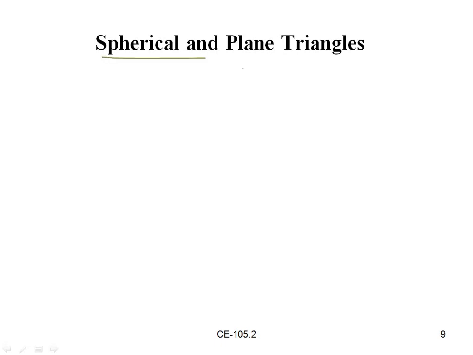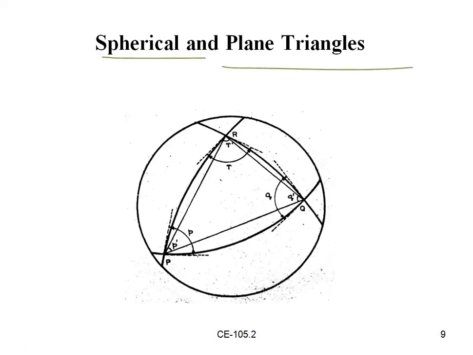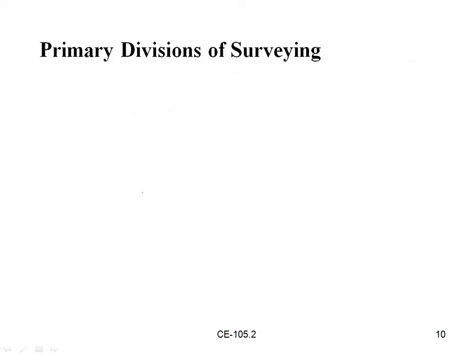Next, spherical and plane triangles. This is a spherical and plane triangle. You can see the plane triangles and how they will be there. This is our earth, a round globe. Here you can see P dash, Q dash, T dash, alpha, beta, gamma, that is PQR.